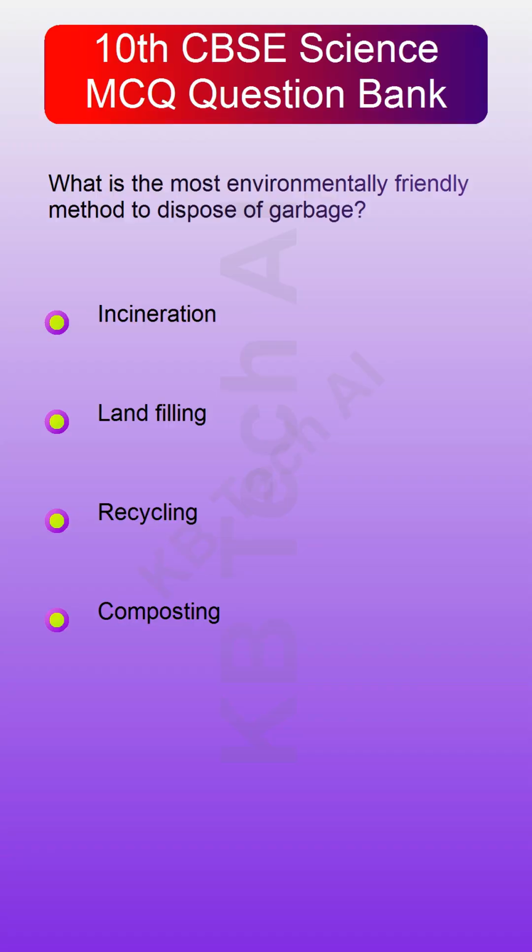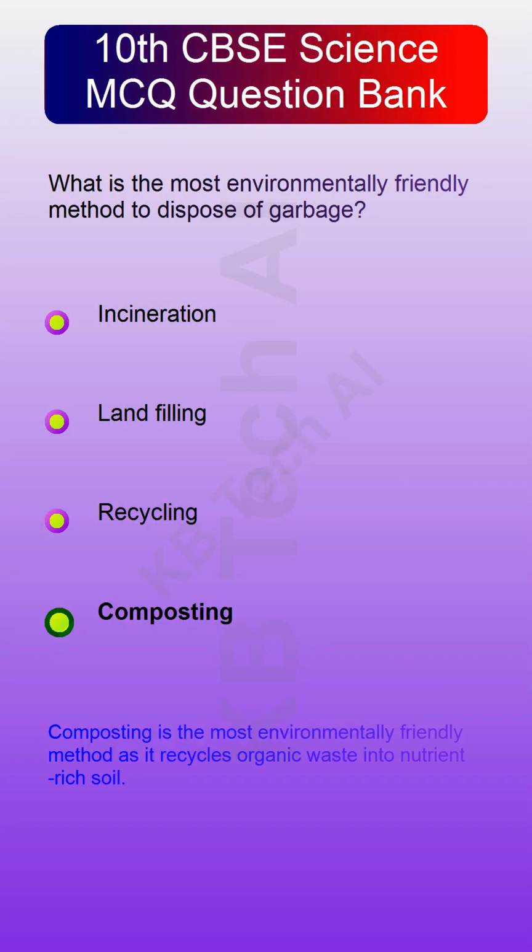What is the most environmentally friendly method to dispose of garbage? Option 1, incineration, option 2, landfilling, option 3, recycling, option 4, composting. The answer is, option 4, composting.